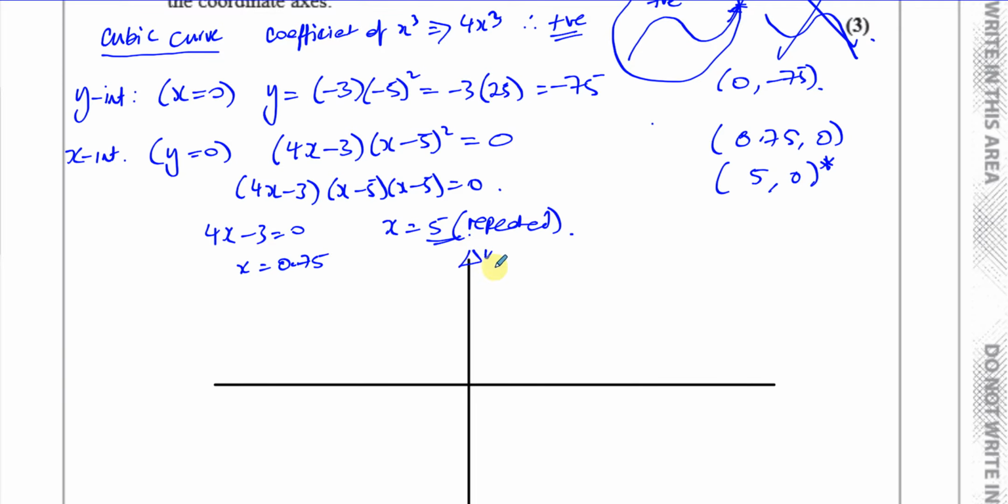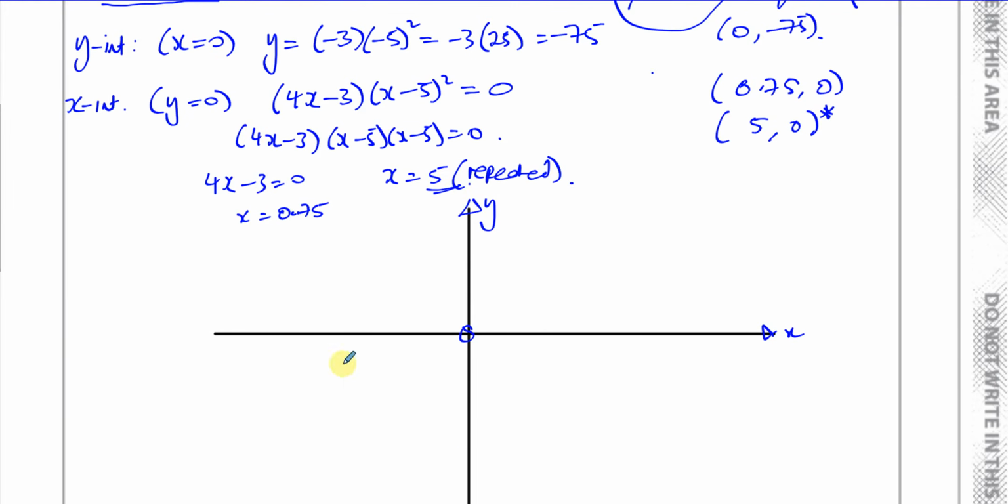Okay, so you have your y-axis, you have your x-axis, you have your origin marked, and you have the points where it crosses. So it crosses at negative 75, so I'll put that here. And it's also going to cross at 3/4, which is 0.75, and at 5. But at 5, it won't cross. At 5, because it's a repeated root, it will turn on the curve at that point. So basically, when there's a single root like 0.75, it's going to cut through the axis at that point.